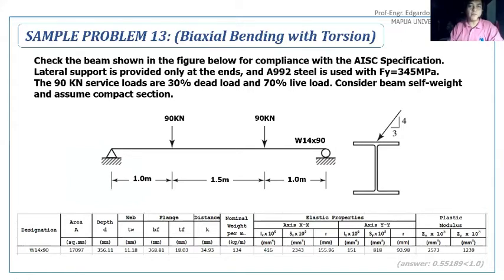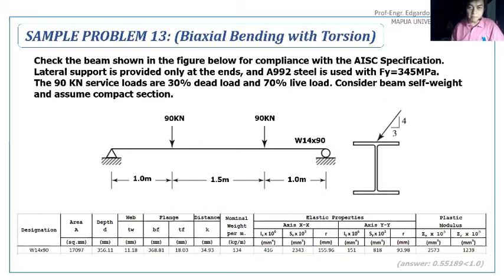Lateral support is provided only at the ends of the simple beam, sa dulo-dulo lang. Tapos the steel used is A992 with Fy of 345 megapascal. The 90 kilonewton service loads are 30% dead load and 70% live load. Then considering beam self-weight and assume compact section, we're asked to check for the adequacy of the beam.